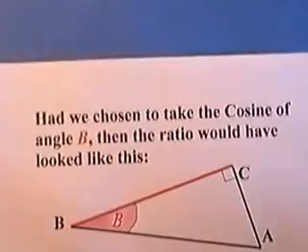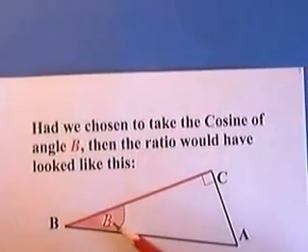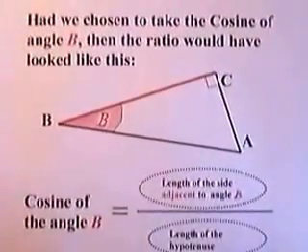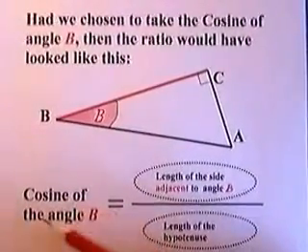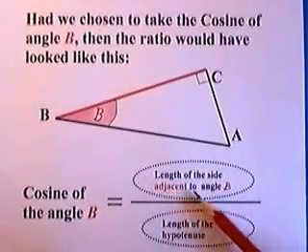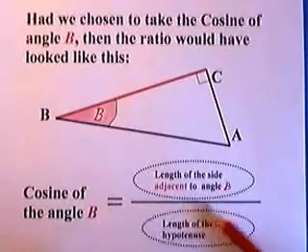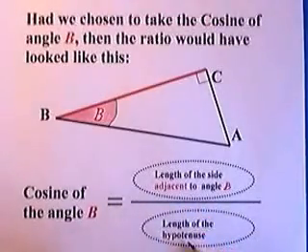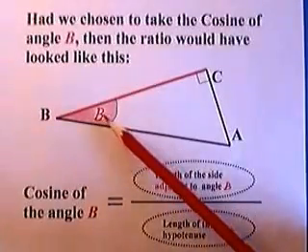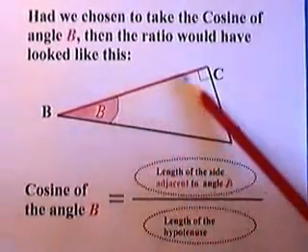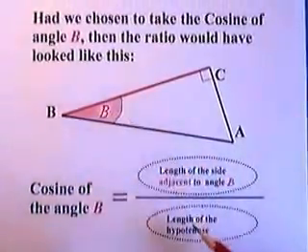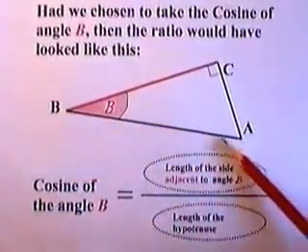Okay, so had we chosen to take the cosine of angle B, then the ratio now would have looked like this. The cosine of the angle at B is equal to the length of the side adjacent to angle B divided by the length of the hypotenuse. Which is the side which is adjacent or alongside B? There's B. It must be this one. That is the side adjacent to angle B, and this side is the hypotenuse.